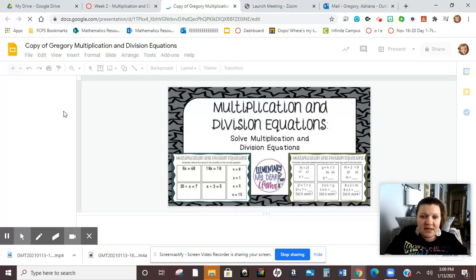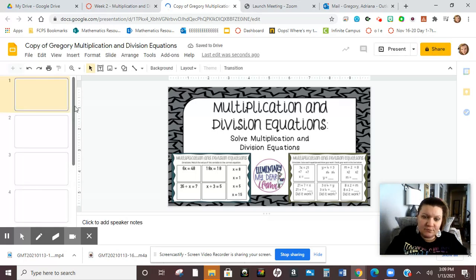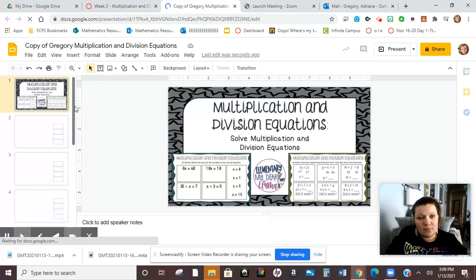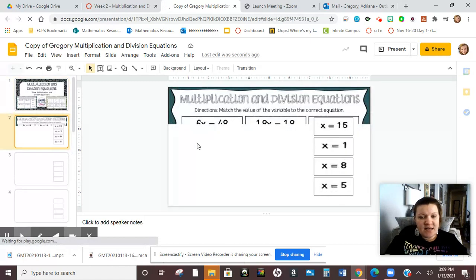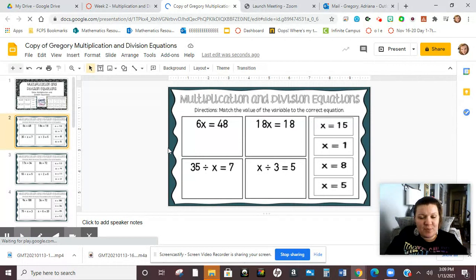All right, let's solve some multiplication and division equations. On slide 2, we're going to drag and drop to see if we can solve some multiplication and division equations. Right here it says 6 times x. Remember, two numbers sitting side by side means to multiply. So I have 6 times x. How do we undo multiplication? With its inverse or its opposite, which is divide.